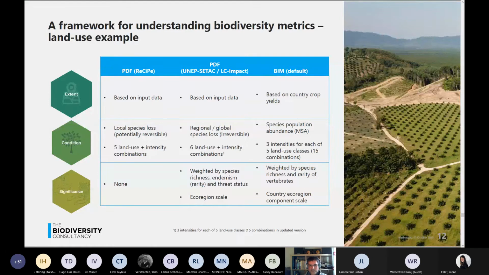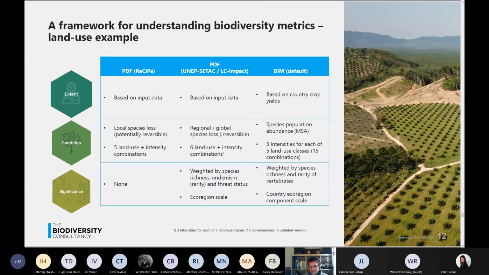So the other PDF looks at uses weighting by species richness, endemism, and threat, and it provides that information at the scale of an ecoregion. So it doesn't tell you anything about the difference between 2 points in an ecoregion, but it will tell you the difference between the 2 ecoregions. And BIM is similar, but it goes to a scale within the country portion of an ecoregion. So it's a slightly finer scale.